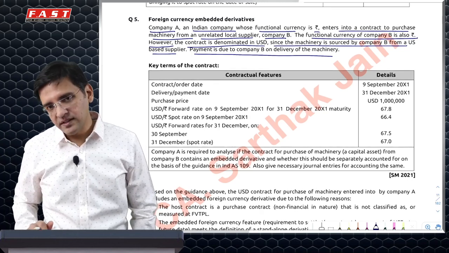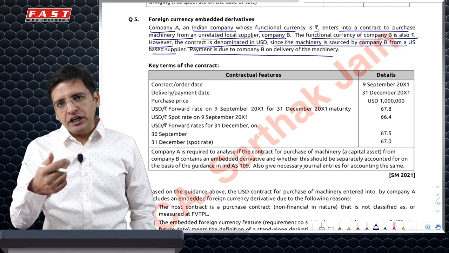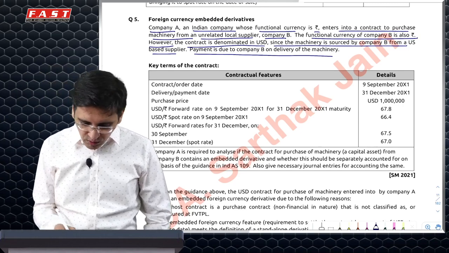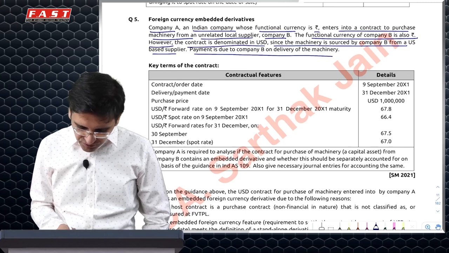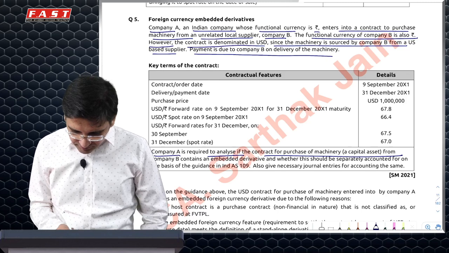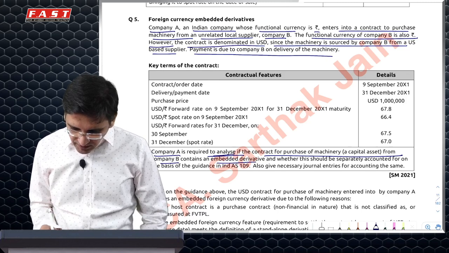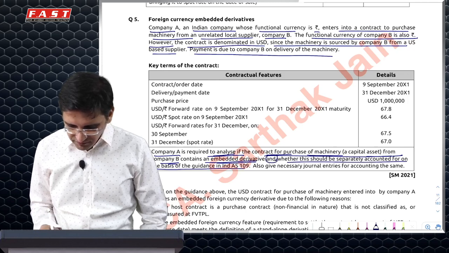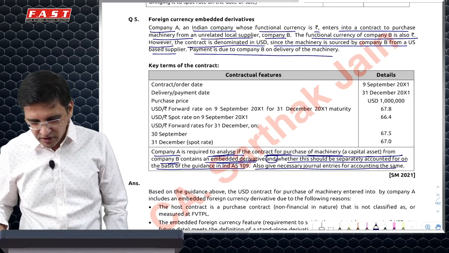In this case, whether this involves a derivative or is a need of the business, what you will have to do is see what the question says. At the end, you will find that the question specifically says: the company is required to analyze if the contract for purchase of machine from company B contains an embedded derivative and whether it should be separately accounted for on the basis of guidance given, and also give journal entries for accounting for the same.